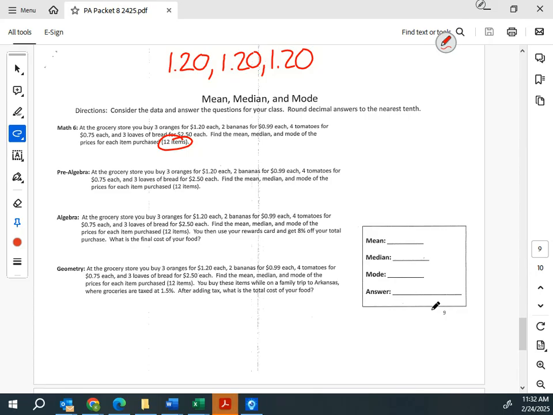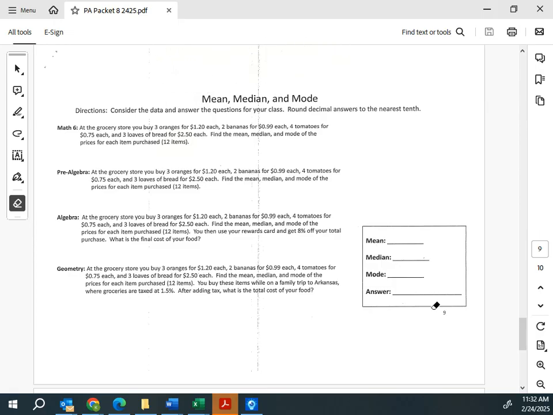Remember to find the mean. You add all of those numbers, all 12 numbers, you add up and divide by 12. For the median, if you have 2 numbers in the middle, you find the mean of those 2 numbers. You add them together and divide by 2. The mode is the number that we see the most of.